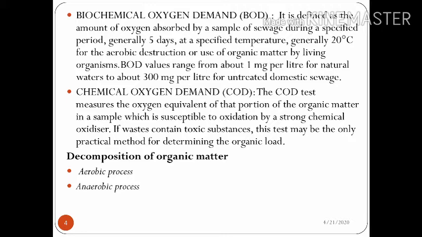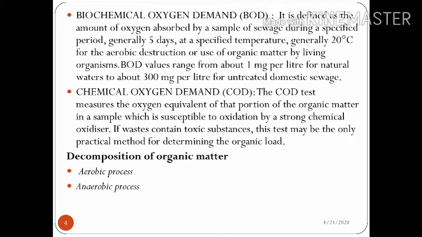Next, it is suspended solids. The suspended solids are yet another indicator of the strength of sewage. The amount of suspended solids in domestic sewage may vary from 100 to 500 ppm. If the amount of suspended solids is 100 mg per liter, the sewage is said to be weak. If the amount is 500 mg per liter, sewage is said to be strong.